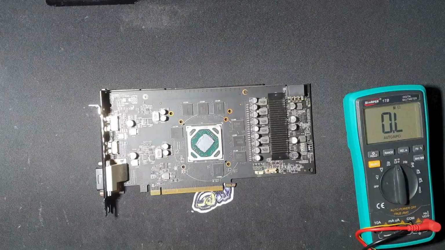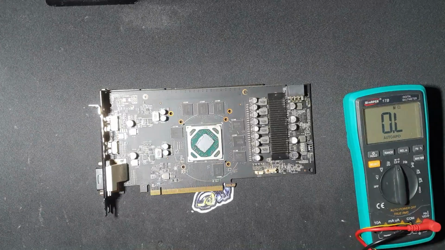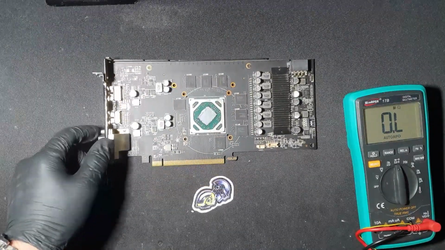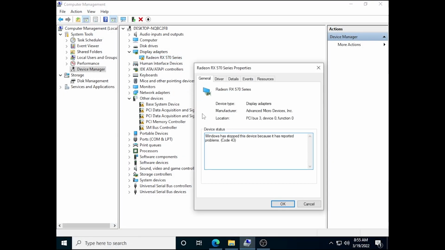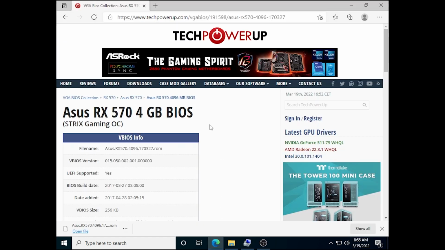We already know that the card outputs a picture, but let's see if the problem is fixed or not. Okay, there are no artifacts anymore, but the display is in low resolution and there is error 43 in Device Manager. This means that the card was probably a mining card with a mining BIOS on it. I will reflash the original BIOS from Tech Power Up using ATI Flash.